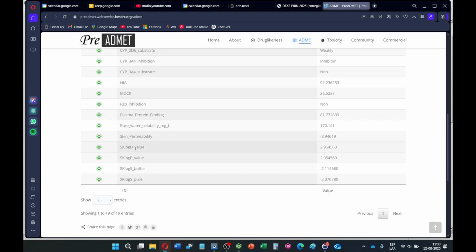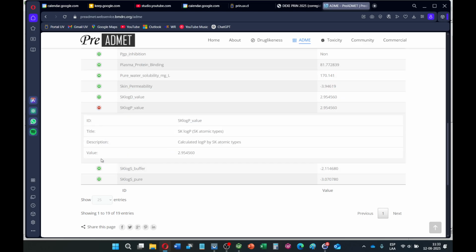Let's see if it's there. Let's see. Here it is. Now it's called SK because it's another calculation algorithm, but it's logP. If you expand it, it says what it is. There's a calculated logP value, do you see it? And a prediction, 2.95. Do you see that the value is different? Because it will depend on the calculation algorithm that one uses.